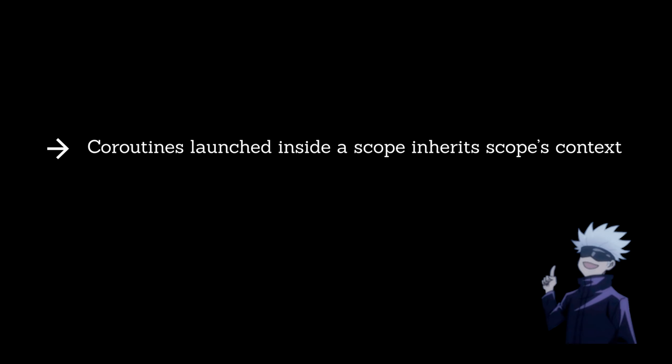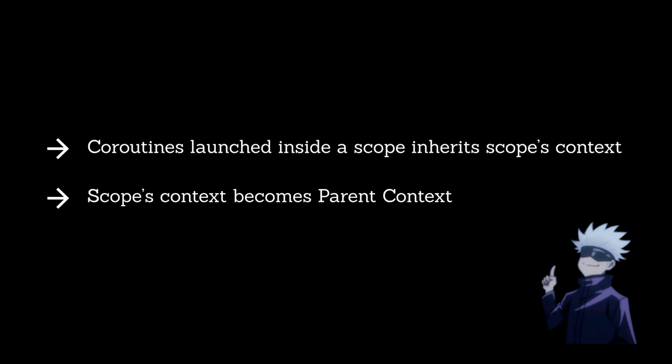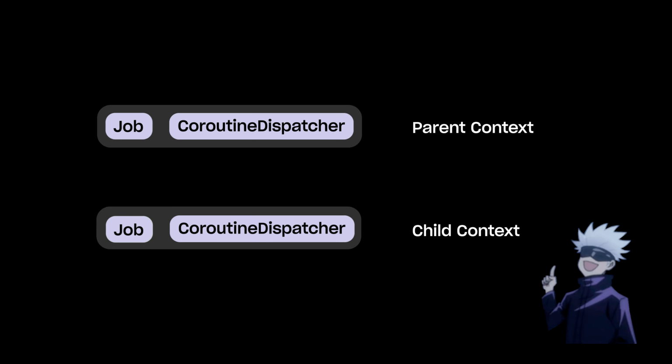When you launch a coroutine inside a scope, the new coroutine inherits the scope's context. The coroutine context of the scope becomes the parent context for the new coroutine. During the inheritance process, a new Job is created for the child coroutine. That Job becomes a child of the parent context's Job. All the other context elements, dispatcher, name, exception handler, etc. are copied from the parent context unless you explicitly override them when launching the coroutine.